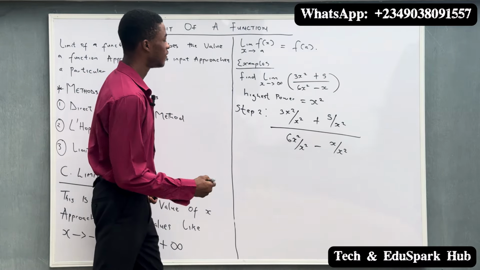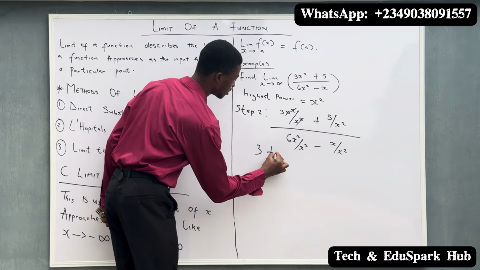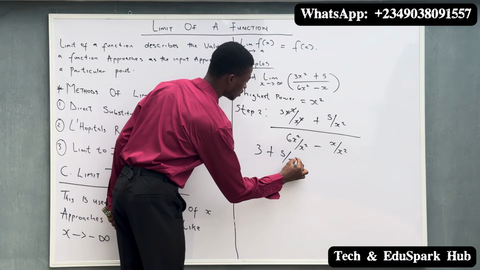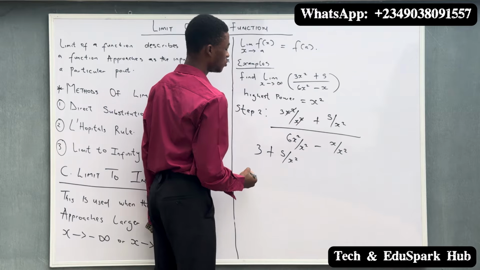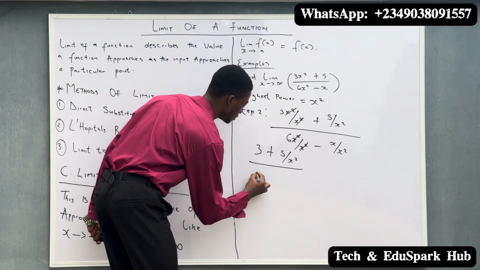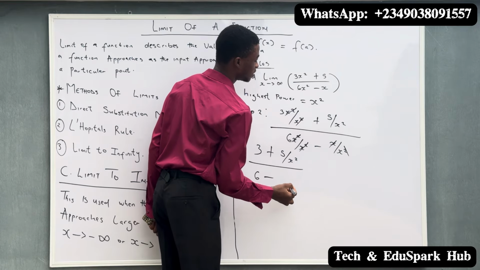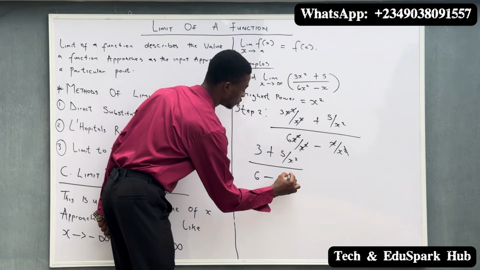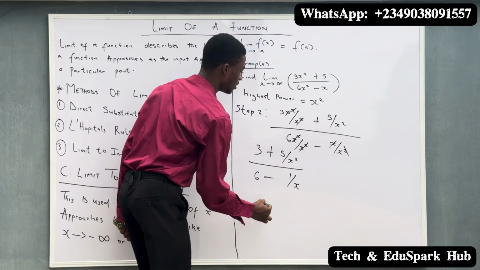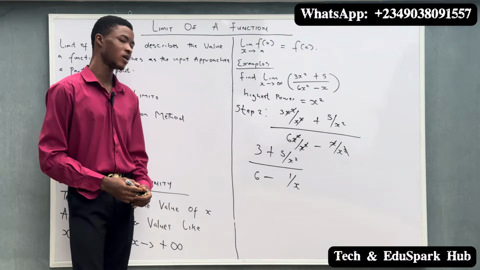So in this case, when you divide, this will cancel this, so you have 3 plus 5 over x squared, because they don't have anything in common, so we are going to rewrite it, divided by, so this also cancels this, so we have 6 minus, and in this case this x will cancel this x, so the power will cancel the x, so we have 1 divided by x. So now that we have divided our equation, you can see this is what we are going to have.